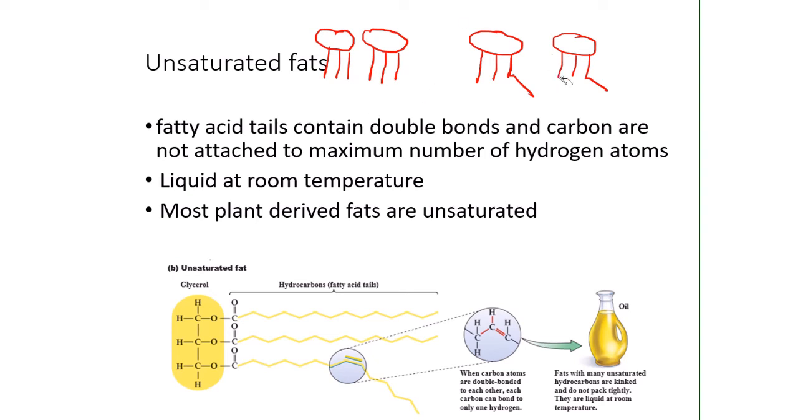So for that reason, unsaturated fats, they don't pack together too much, and they tend to be liquid at room temperature. Most plant-derived fats are going to be unsaturated fat. So if you think about canola oil, corn oil, peanut oil rather, these all tend to be liquid at room temperature, and they're considered as unsaturated fat. And compared to saturated fat, this is typically the healthier choice.